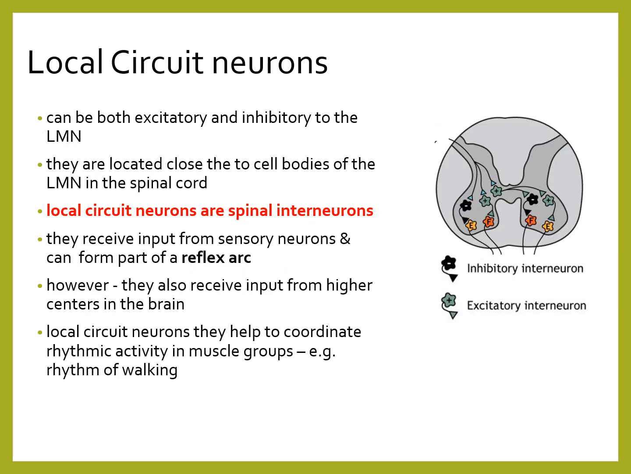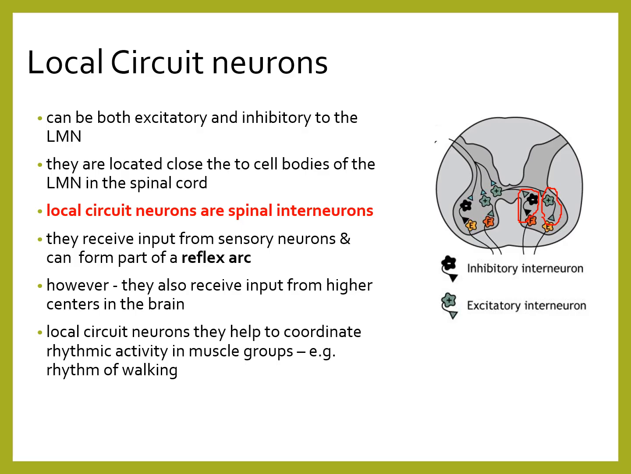Local circuit neurons can be both excitatory and inhibitory to the lower motor neuron. They are physically located close to the cell bodies of our lower motor neurons in the gray matter of the spinal cord. So I'm going to circle, here's one local circuit neuron, here's another one. The black one happens to be inhibitory. The green one right next to it happens to be excitatory. Local circuit neurons are spinal interneurons. They connect sensory neurons to motor neurons. So they connect sensory information to the lower motor neuron. They receive, for example, input from sensory neurons and form part of a reflex arc.